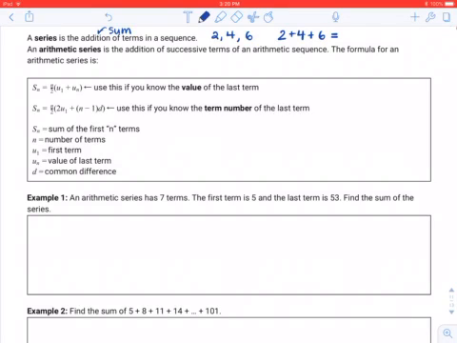And we can actually quantify the sum of the terms in a series. So 2 plus 4 is 6, plus 6 is 12. That's the sum of the series.